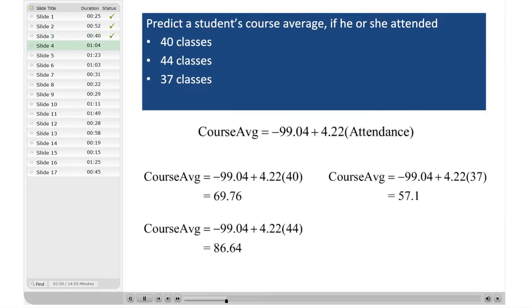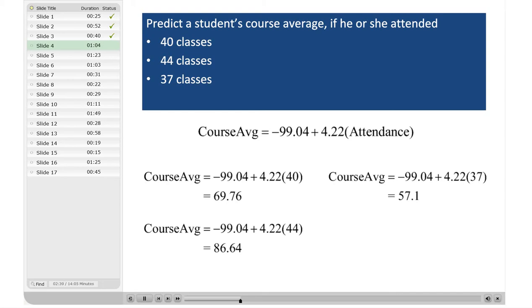And one of the nice things about finding a regression line like this is that we can use it to make predictions. So let's say we wanted to predict a student's average based on their attendance, and we're looking at maybe one student attended class 40 times, a different student attended class 44 times, and a third student attended class 37 times. And we want to predict the course average for each of these students. Well, we have the equation from the previous slide, so we can just plug those attendance numbers in. So for example, for the student that attended class 40 times, we'll just take that 40 and plug that in for attendance. We'll perform that computation and we get a predicted course average of 69.76.